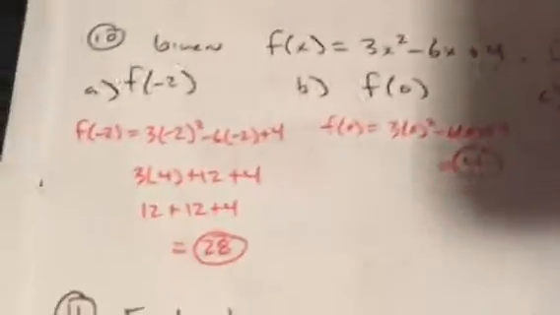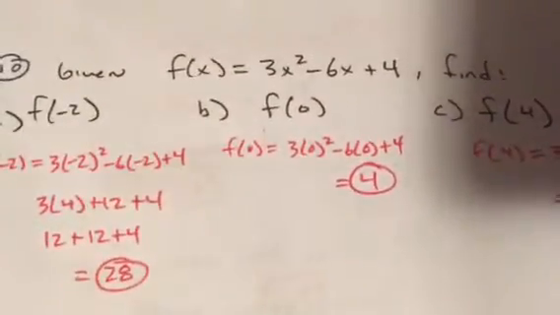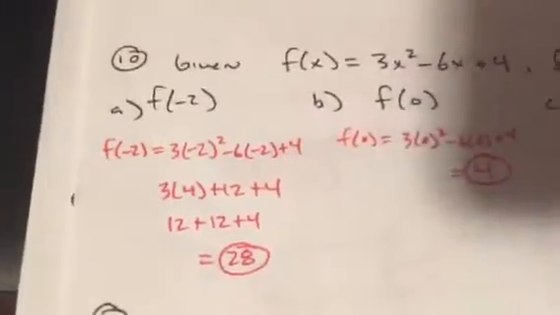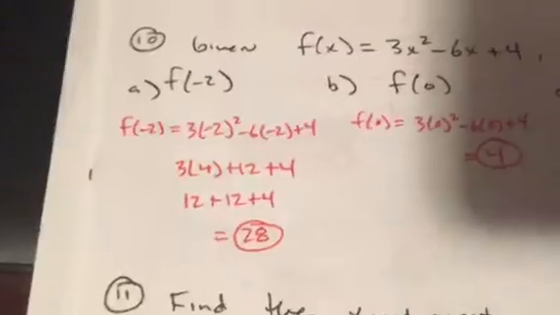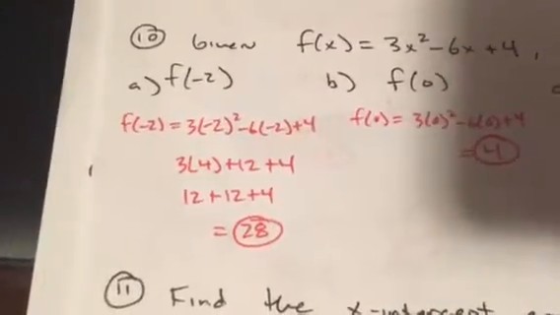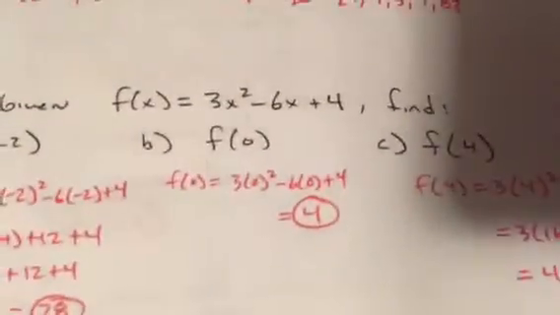All right. Given f of x is 3x squared minus 6x plus 4, find f of negative 2. Just plug negative 2 in for x, folks. All right, order of operations, square negative 2 first. You can type all that in your calculator. You get 28.